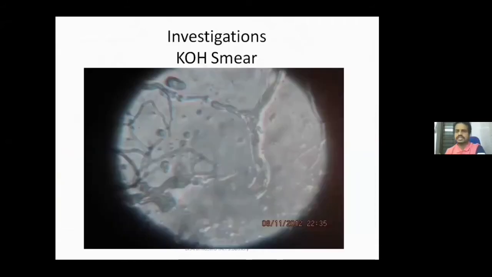Now coming to investigation. In superficial dermatophytosis, the most important and easier method is the potassium hydroxide smear. What we have to do is take some scrapings from the periphery, put them on a slide, and add some 10% potassium hydroxide solution, and just heat it for breaking the fungal filaments. Then mount it on a 10x microscope, and on watching we can see the fungal filaments. On seeing them, we can confirm whether it is fungal or not.